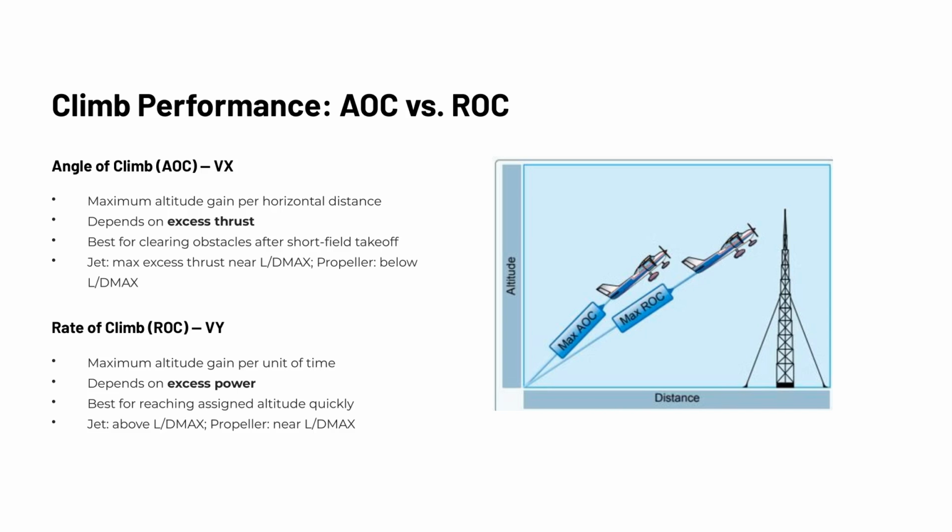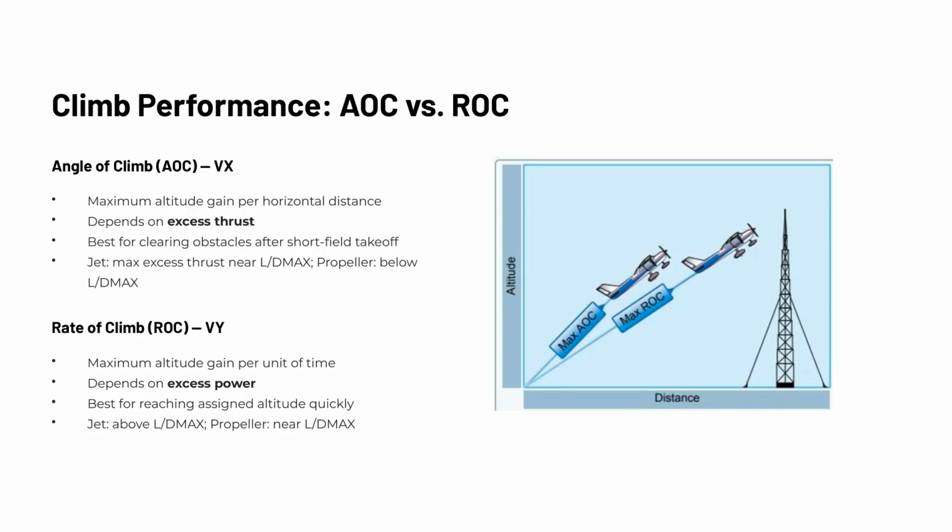AOC depends on excess thrust, the thrust available beyond what is required to maintain level flight. For jet aircraft, maximum excess thrust occurs near L over D max, which is where induced and parasite drag are balanced. For propeller aircraft, that peak actually occurs below L over D max.